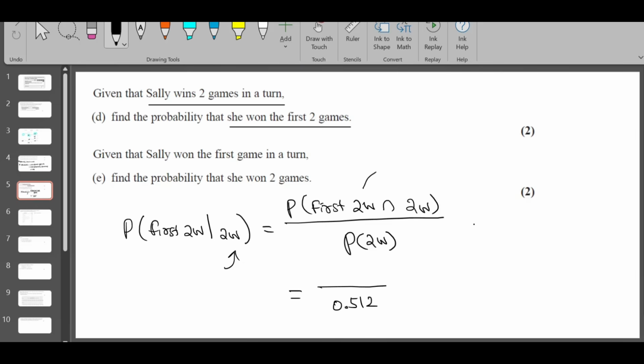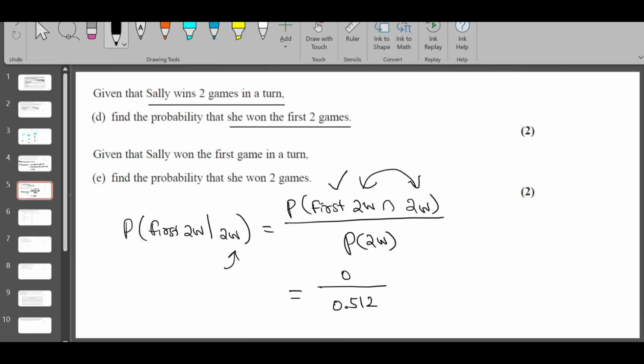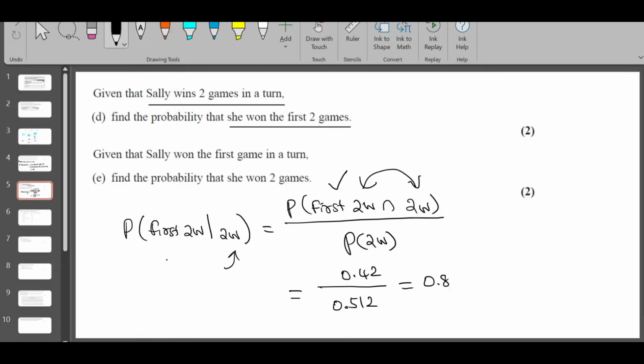The intersection of these two is the same as first 2 win. So take the answer from part B, 0.42, and divide. So 0.42 divided by 0.512 is 0.8203, etc. You can round it to 3 significant figures, 0.820.